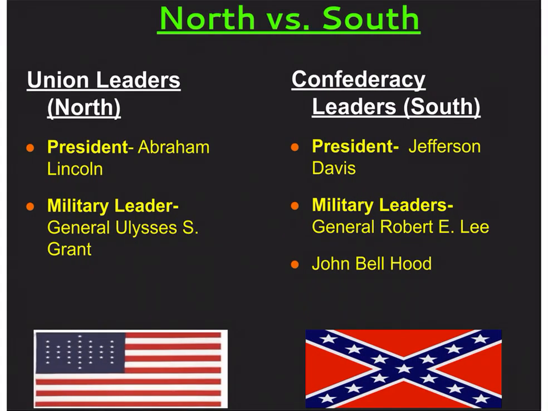Again, these are just the important leaders. Abraham Lincoln is the president, and then Ulysses S. Grant is a military leader for the Union. The Confederacy, you have Davis as their president, Robert E. Lee as their military leader, and also the gentleman John Bell Hood is in the Confederacy as well.